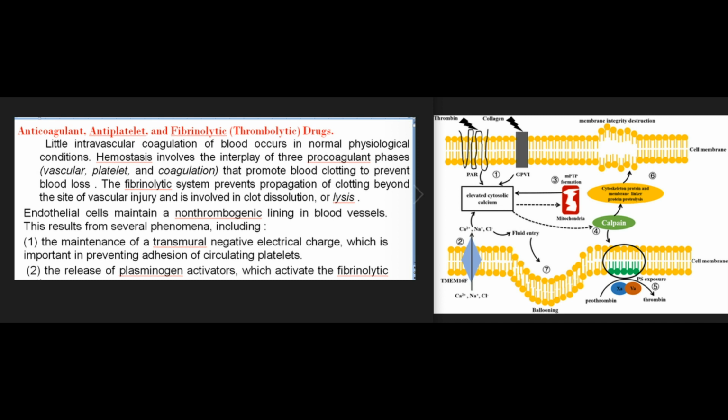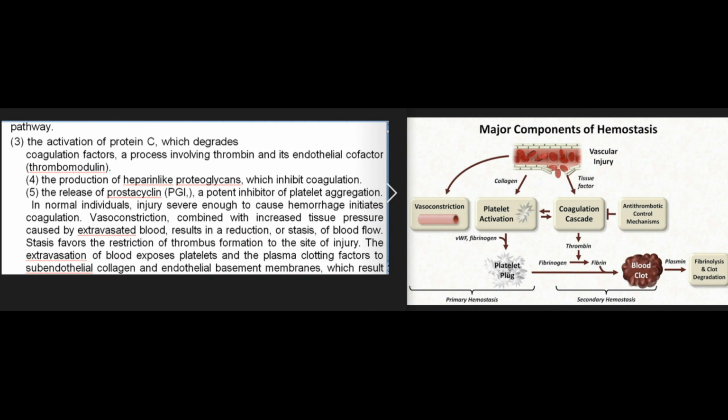2. The release of plasminogen activators, which activate the fibrinolytic pathway. 3. The activation of protein C, which degrades coagulation factors, a process involving thrombin and its endothelial cofactor, thrombomodulin. 4. The production of heparin-like proteoglycans, which inhibit coagulation. 5. The release of prostacyclin, PGI2, a potent inhibitor of platelet aggregation.